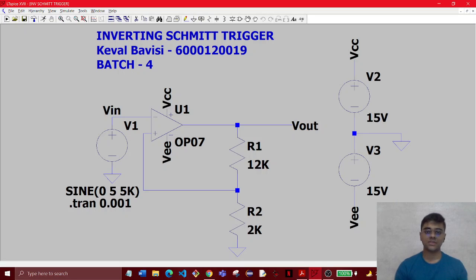Hey, so let's start with our seventh experiment for the DLIC. Here we have the schematic in front of us as an inverting Schmidt trigger. A Schmidt trigger is a device that takes a sinusoidal input and converts it to a square wave. So we can say that it's a square wave generator.